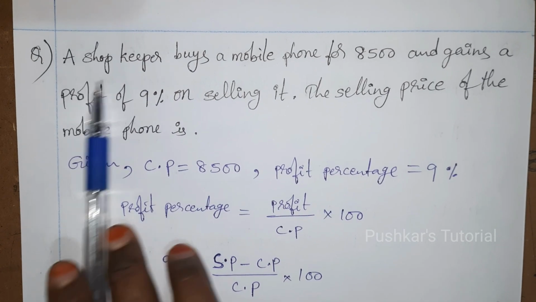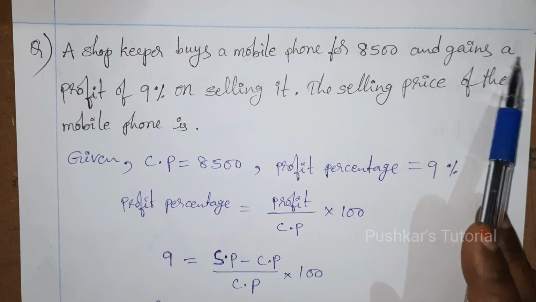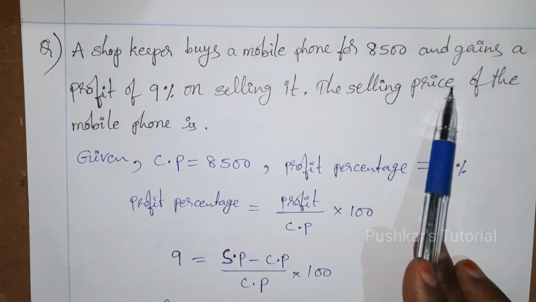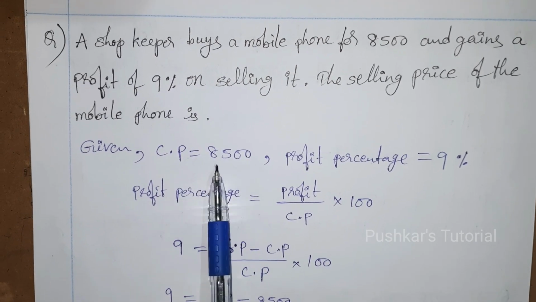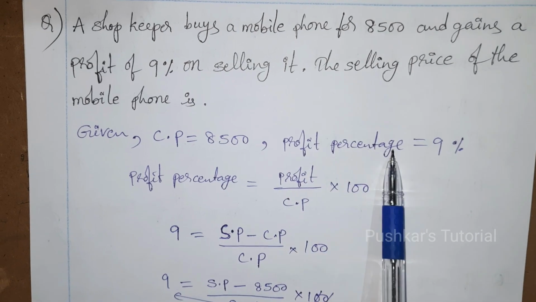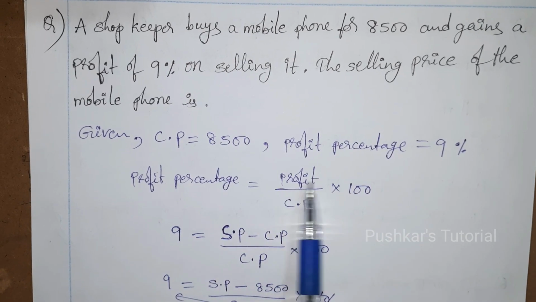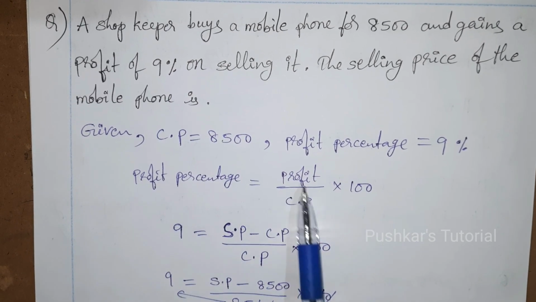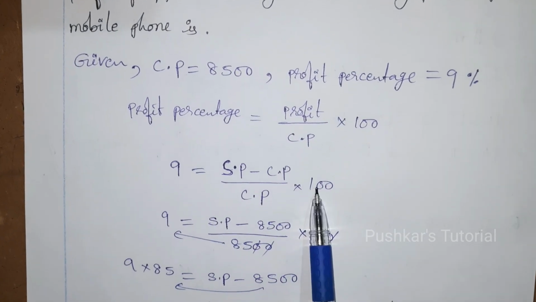A shopkeeper buys a mobile phone for 8,500 and gains a profit of 9% on selling it. The selling price of the mobile phone is. So the given cost price is 8,500, because buys means cost price. Next, profit percentage is equal to 9%. So the profit percentage formula is profit by cost price into 100. Profit means selling price minus cost price, by cost price, into 100.